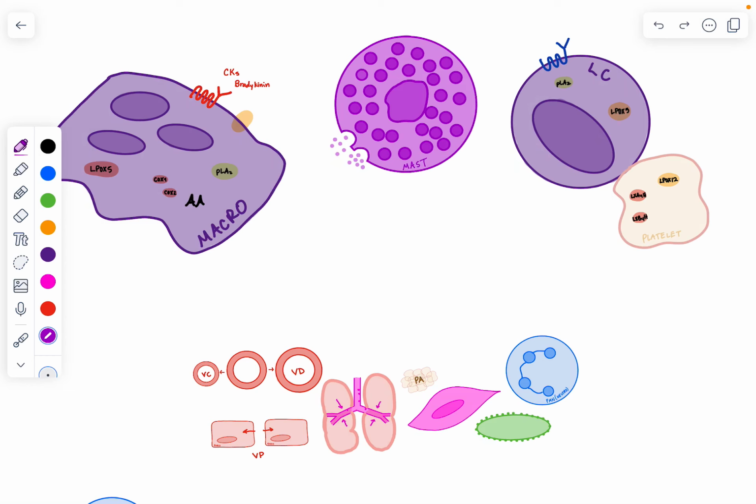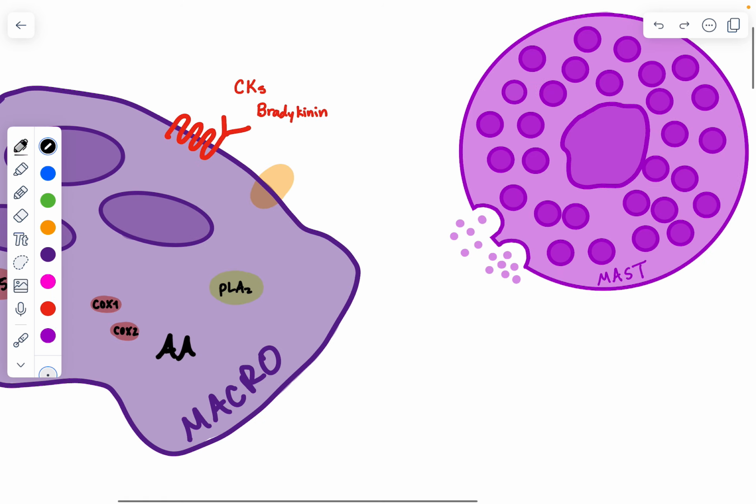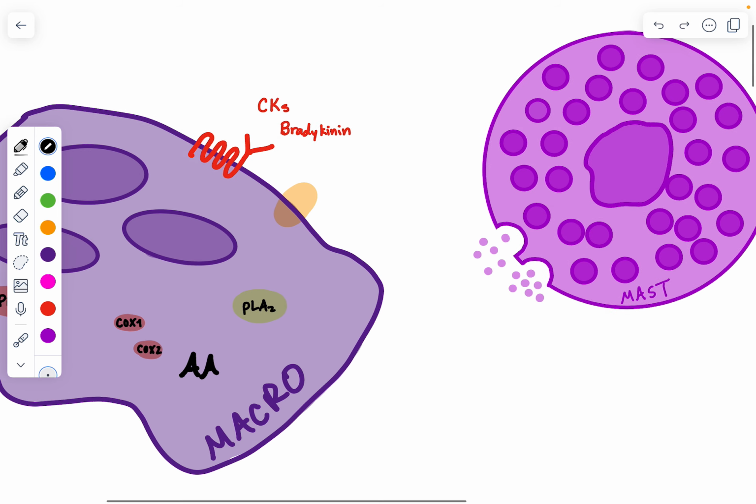This is going to be a short overview of cellular-derived inflammatory mediators. The first pathway that I'm going to describe is the cyclooxygenase pathway. This is one of the main pathways in cell-derived inflammatory mediators, and it's stimulated by either cytokines or bradykinin.